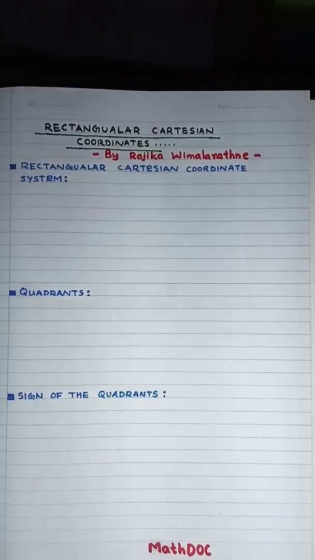Under this session, we are going to discuss the rectangular Cartesian coordinate system. The rectangular Cartesian coordinate system lesson is a very important lesson under A-level mathematics. Here we are going to discuss straight lines, circles, and the fundamentals of straight lines and circles come with the rectangular Cartesian coordinate system.